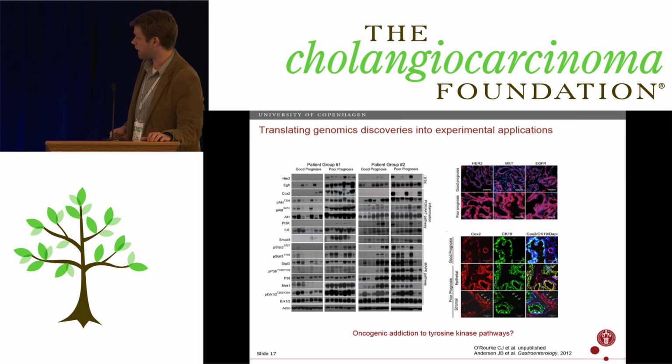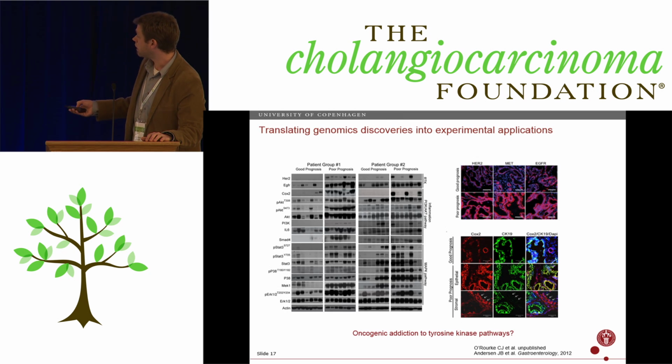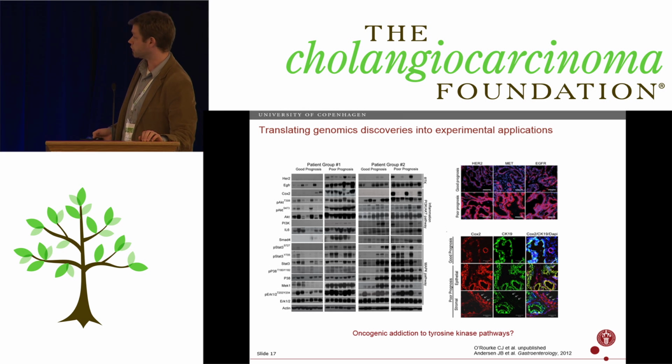We confirmed this by immunohistochemistry of the patients, where we did immunohistochemistry of the patient still based on the good and poor prognosis from our original paper in 2012. Co-expression of HER2, MET, EGFR, with co-expression of COX-2, specifically for the epithelial part of the tumors.